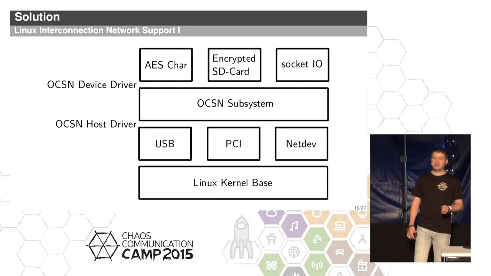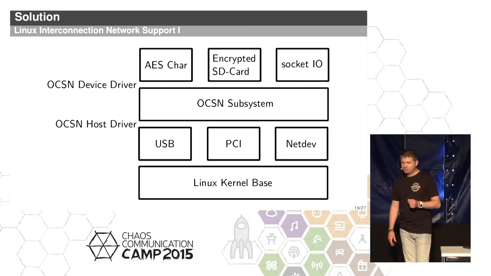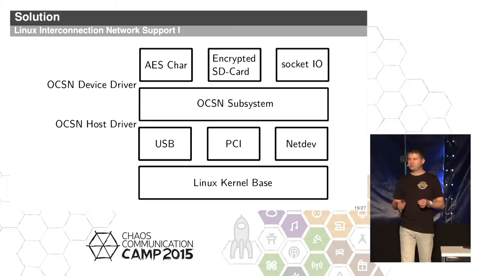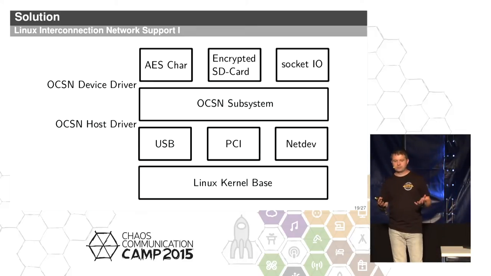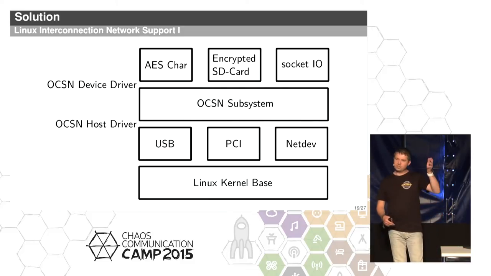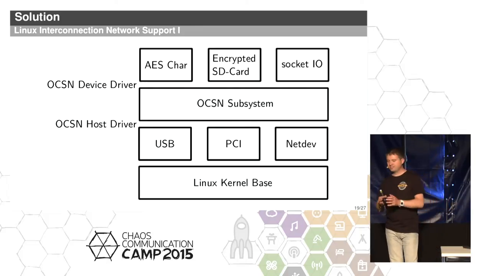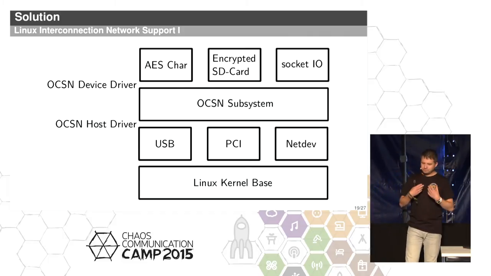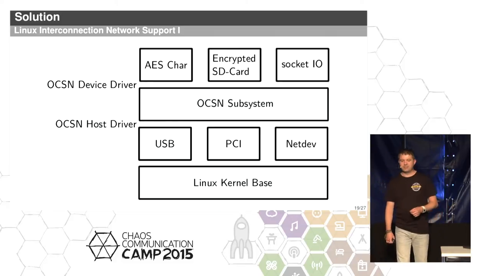Another important difference is that I created a network driver. So you can just use socket programming to communicate with components on the FPGA. If you want to communicate, you use a simple C program and say, I want to open an OCSN socket, and then you say, okay, now I want to send a frame or a packet to this address and this destination port, and the subsystem will make sure that the packet is distributed to the FPGA and received at the right component.